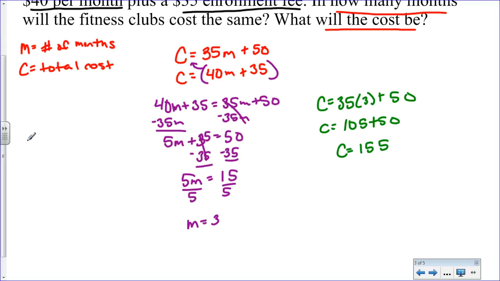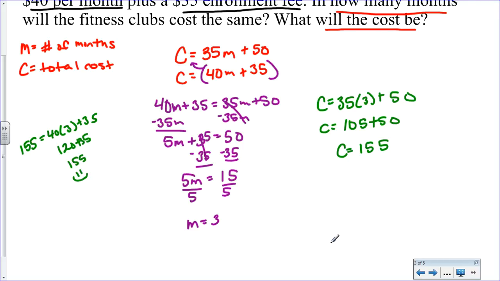And if you want to check it, we can do this over here. We want to make sure that if we plug 3 into the second equation, we get the same answer. And we actually do. So 40 times 3 is 120. 120 plus 35 is 155. Okay, so that one works out.